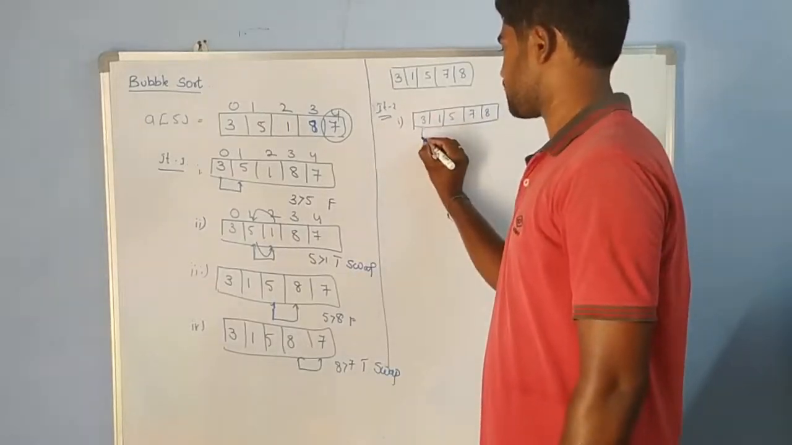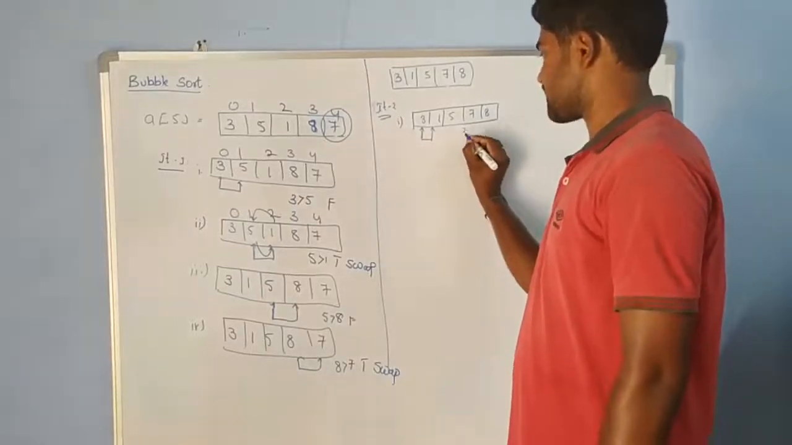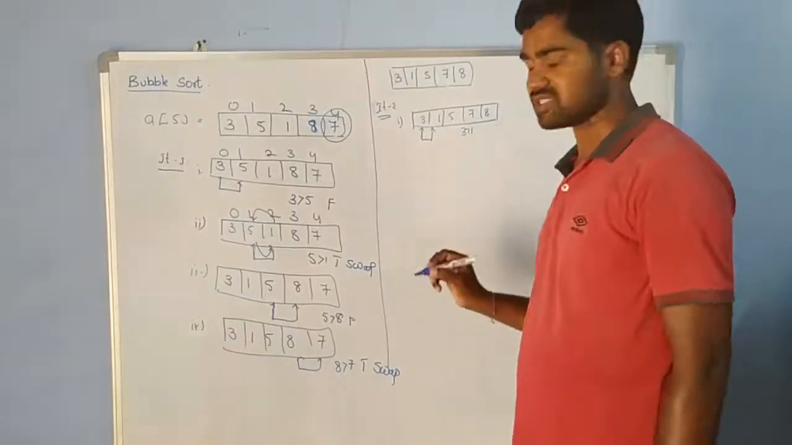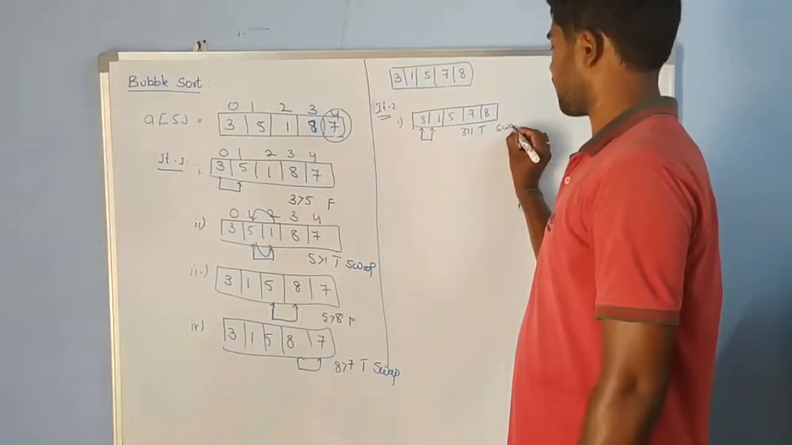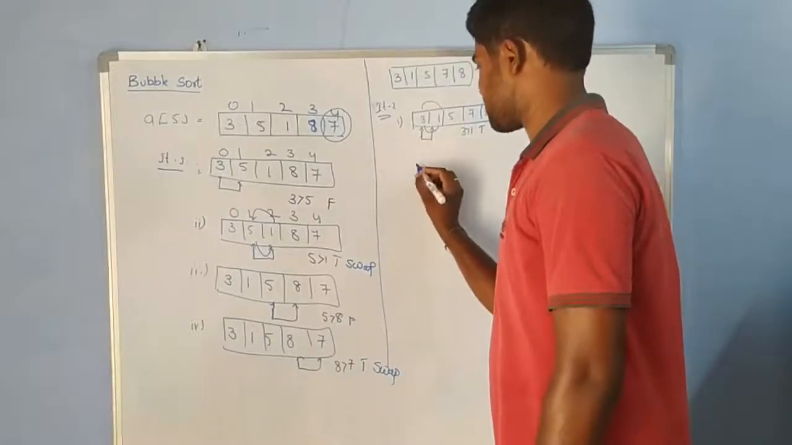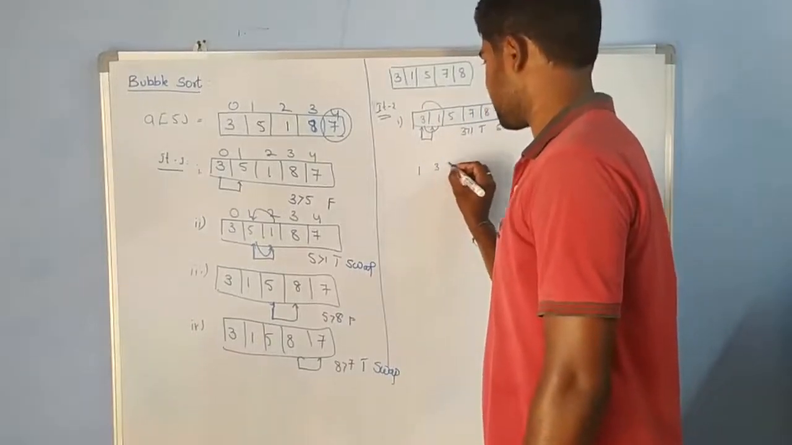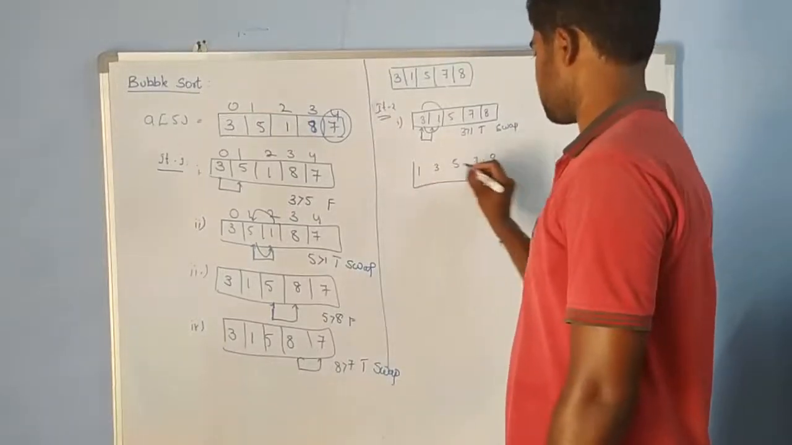So first, what will happen? What is the selected element? 3, and the comparison element is 1. So 3 is greater than 1. Condition true or false? Condition is true. Then what will happen? We are going to perform the swapping. After swapping, the list of elements is 1, 3, 5, 7, 8.